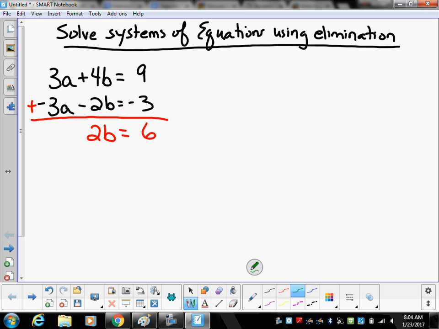Because the coefficients were opposites on the A, when I eliminated that, it becomes a little one-step equation now. And to find B, all I need to do is divide by 2. So B equals 3. Well, that's half of it. You still have to find A. Just like when we're solving systems using substitution, you still have to have both of your variables solved for.